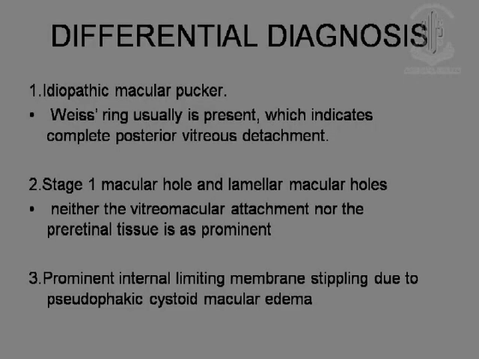What are the differential diagnoses? One is idiopathic macular pucker, but in an idiopathic macular pucker, a Weiss ring is usually present, which means that there is already a total vitreous detachment, whereas here there is no total detachment. In stage 1 macular hole and lamellar macular holes, the vertical anteroposterior traction is seldom seen. Prominent ILM striae is due to pseudophakic macular edema.